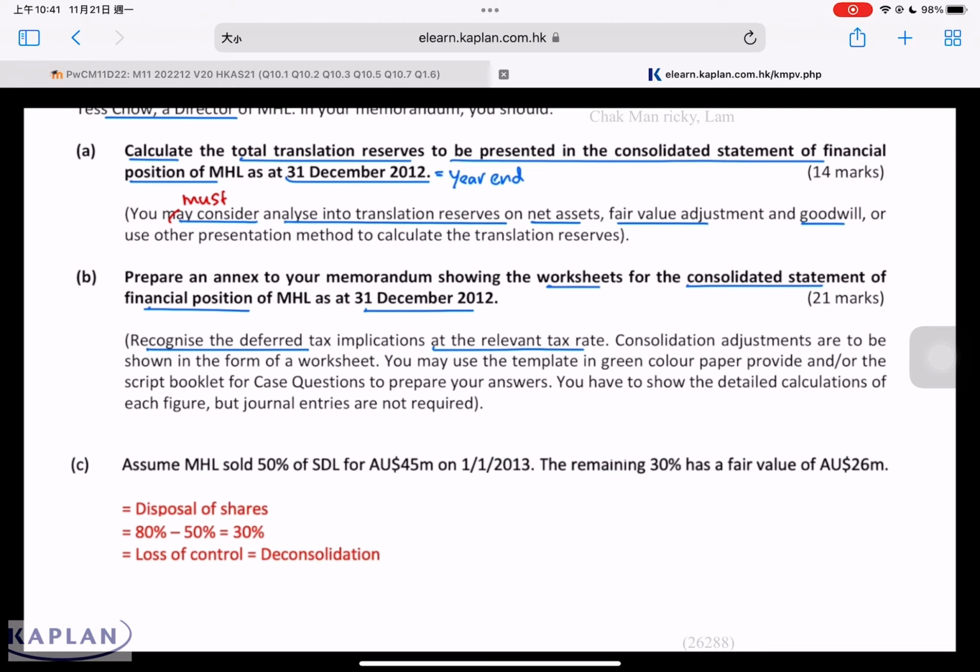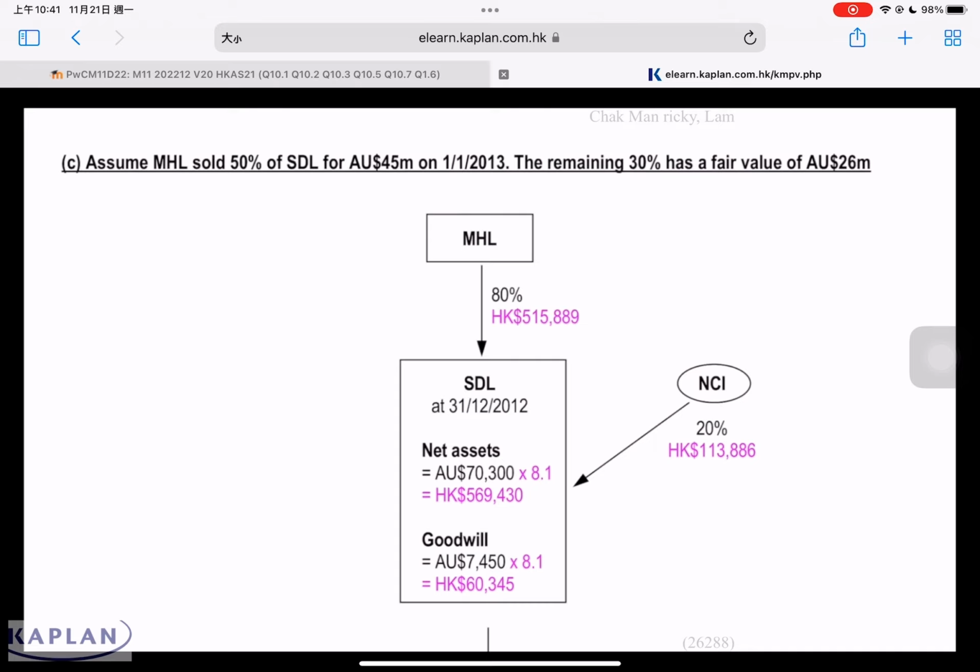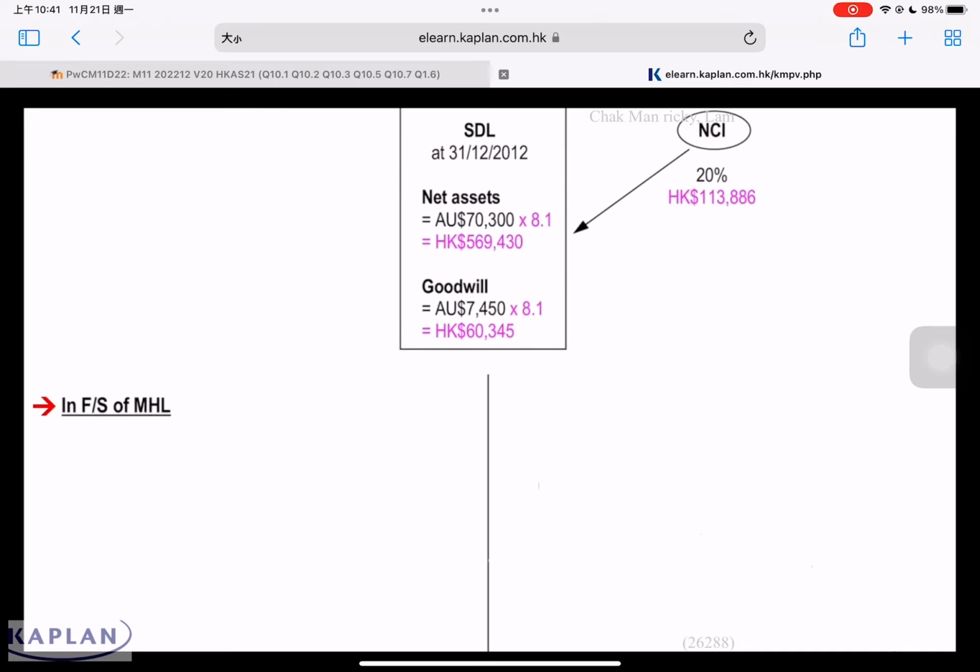Can we do that now again? Loss of control. We have to look at the financial statement of MHL and the financial statement of the group. What must we do? In the financial statement of MHL, this is a disposal of investment. If it's a disposal of investment, we account for the gain or loss on the disposal.